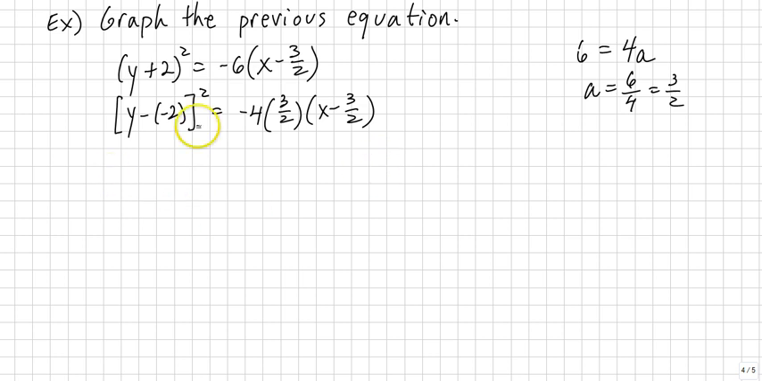So that's how we would know it's 3/2 if we didn't know it from doing that earlier problem. Looking at this equation, that's our H, and then there's A. So all the important stuff: H, A, and K. Our vertex is (3/2, -2), and A is 3/2. With that, we can graph this parabola pretty easily.